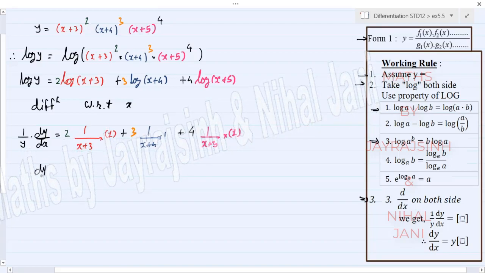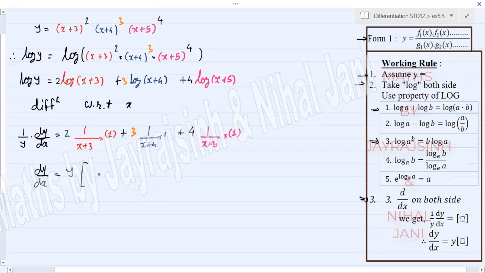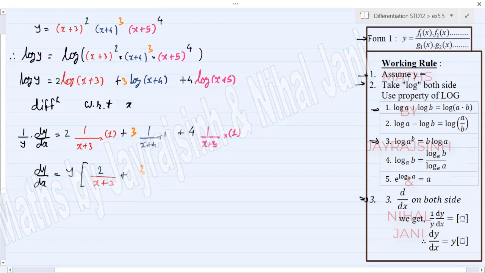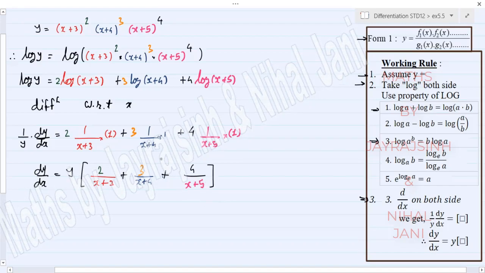So finally we get dy by dx is equal to y of 2 upon x plus 3 plus 3 upon x plus 4 plus 4 upon x plus 5. Ta-da! This is your final answer.